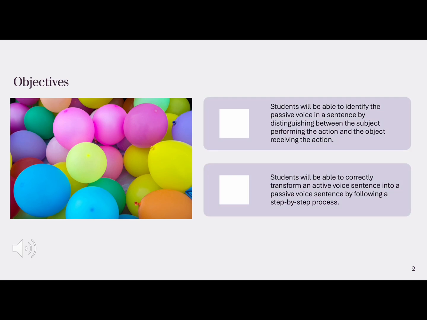In this lesson, the students will be able to identify the passive voice in a sentence by distinguishing between the subject performing the action and the object receiving the action. Also, you will be able to correctly transform an active voice sentence into a passive voice sentence by following a step-by-step process.